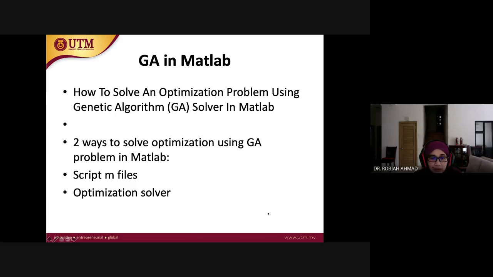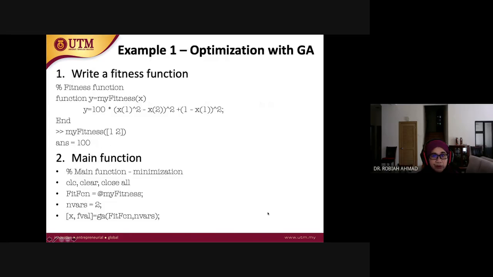For PSO and ant colony, we're going to look at them later in chapter 19. There are two ways to solve an optimization problem using GA in Matlab. Either you write script files and call the function, or you use the optimization solver, which is very, very easy, the one that the speaker showed yesterday, like fmincon and the other solvers. Okay, so let us start with this.